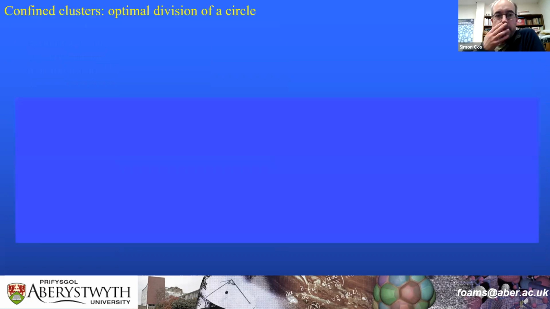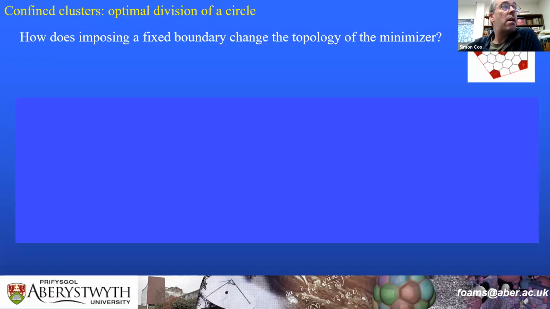Okay. So what if we constrain these things and say we choose the boundary, and where do the bubbles go, where do the cells go, so as to minimize the arrangement inside? And so the question is, how does the shape of the boundary change the topology of the minimizer?